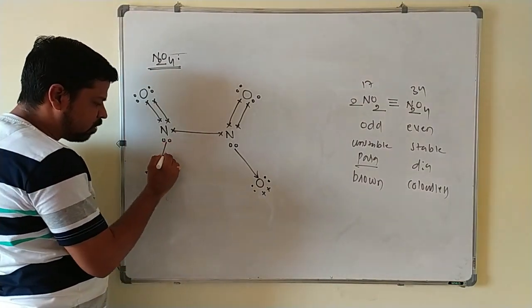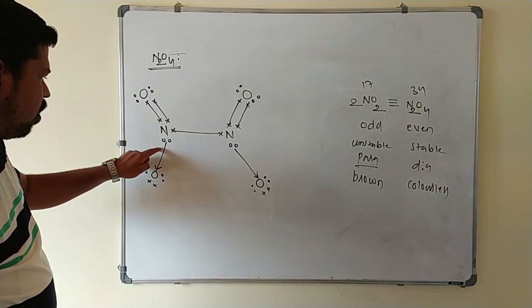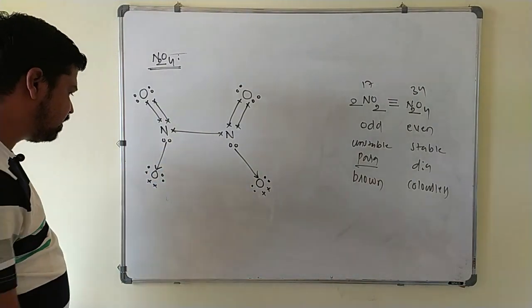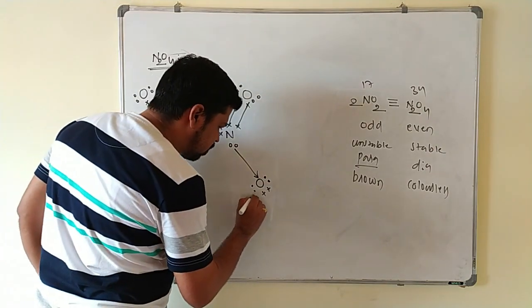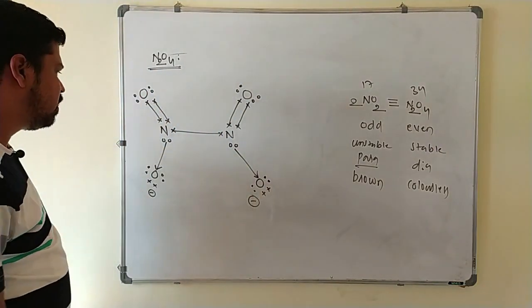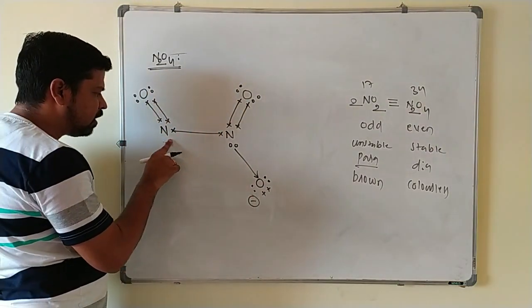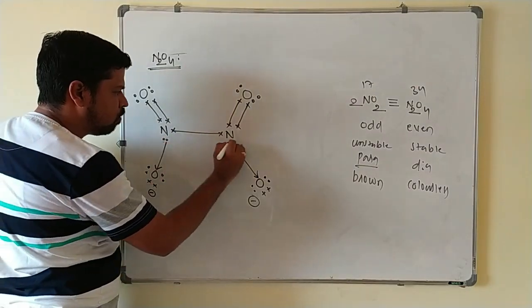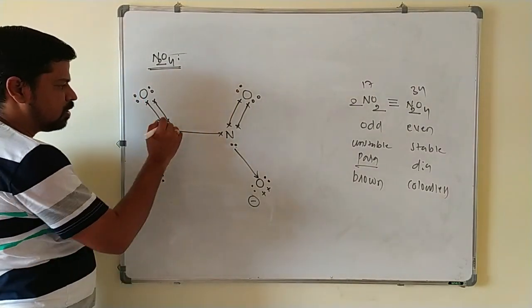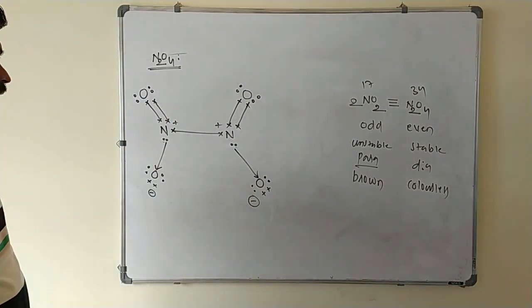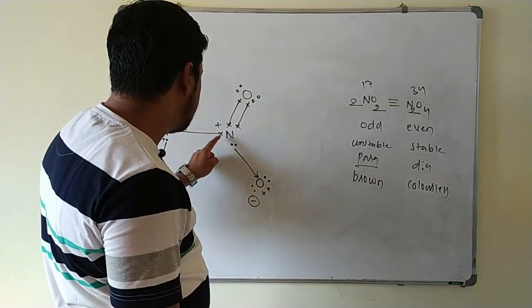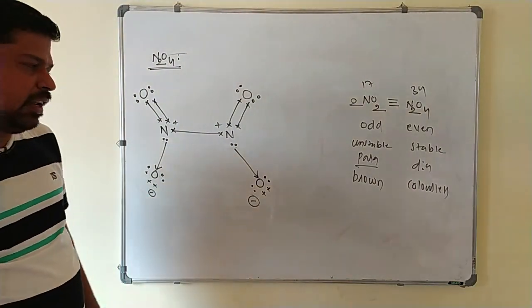Now what happens? These 2 electrons are present in what? Bond pair. Now they become a bond pair. What is the formal charge on this oxygen? Negative. Formal charge on this oxygen is what? Negative. What is the formal charge on the nitrogen? How many bonds is it forming now? Yes, 4 bonds. So this is positive and this also positive. So the maximum covalency of nitrogen is again 4 only.